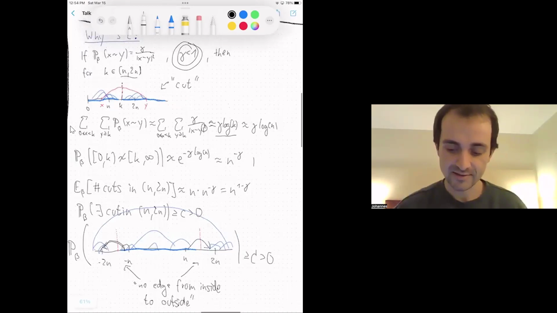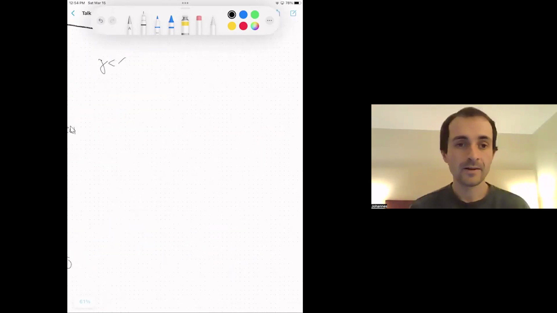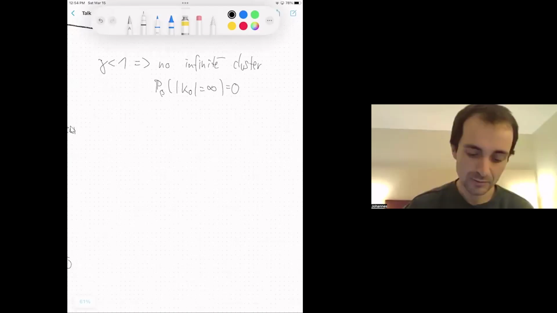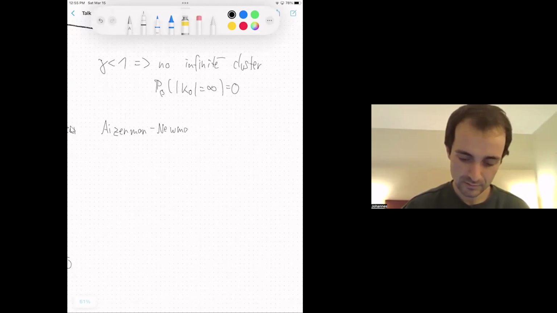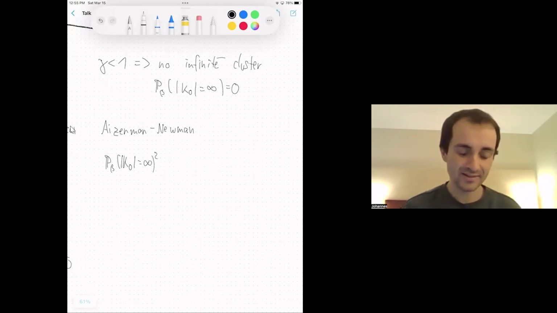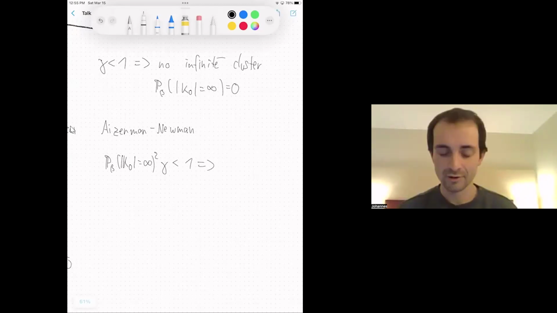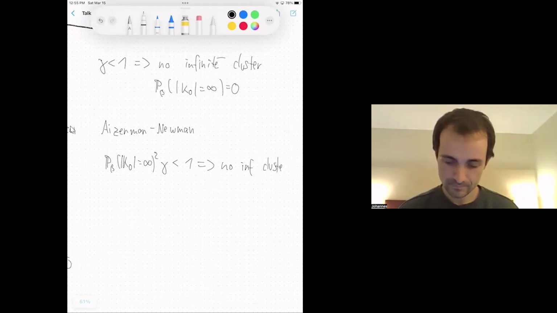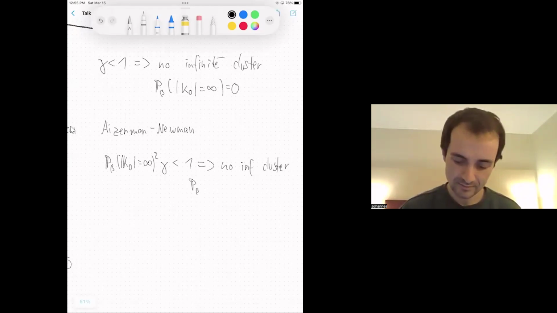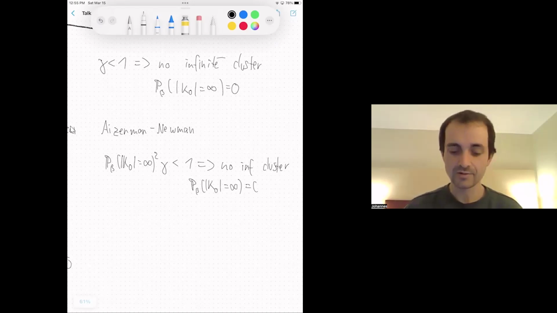So an infinite cluster just equals 0. And then there's one argument due to Aizenman and Newman, which allowed to bootstrap this. So also if the probability of being in an infinite open cluster squared times gamma is less than 1, then there's still no infinite cluster. So meaning again that this probability needs to be 0.